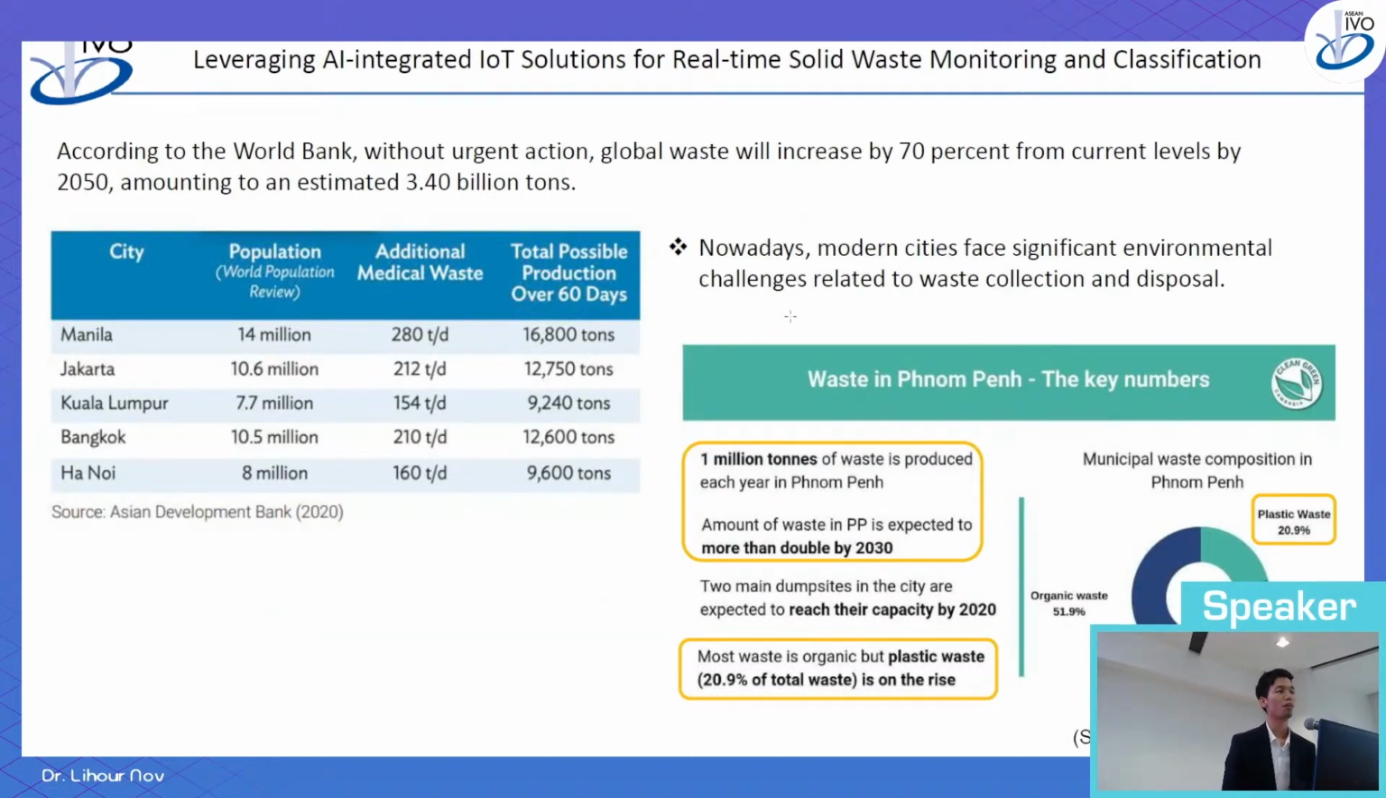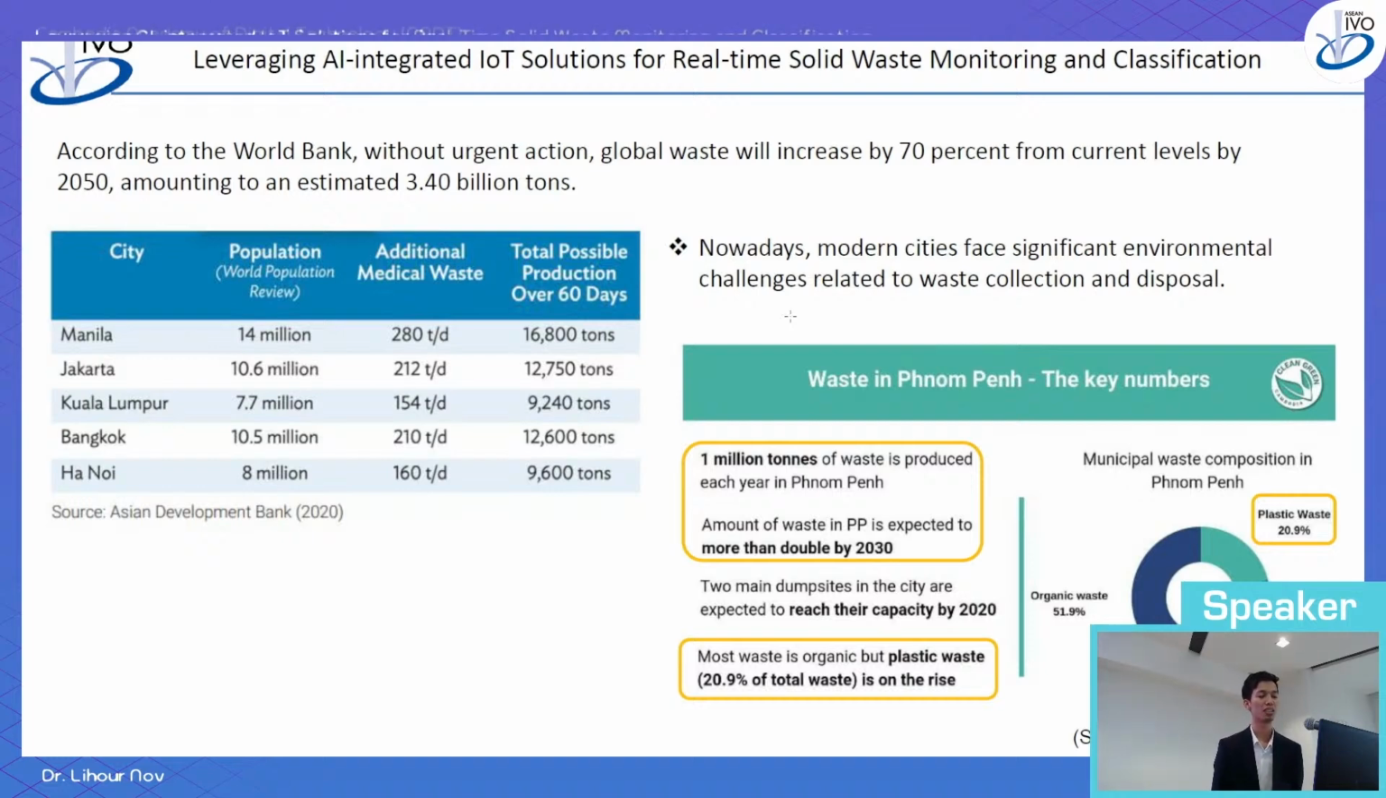So, as you may know, waste management is a crucial issue maybe for every country, because according to the World Bank record, they mentioned that the global waste will be increased by 70% from the current level by 2050. And the waste amount will account for 3.4 billion tons. So this is really a huge amount of waste that has been generated, and it needs urgent action to tackle this issue. So as you may know, with the evolving technologies, nowadays modern cities are facing a significant environmental challenge in terms of waste collection and disposal.